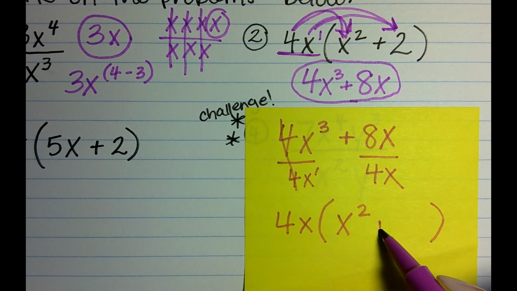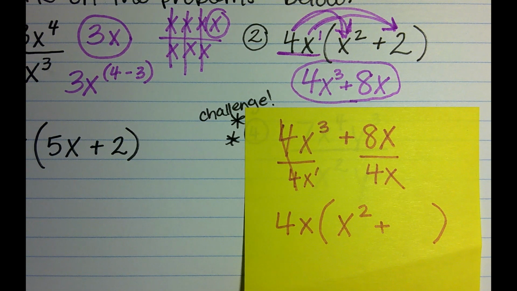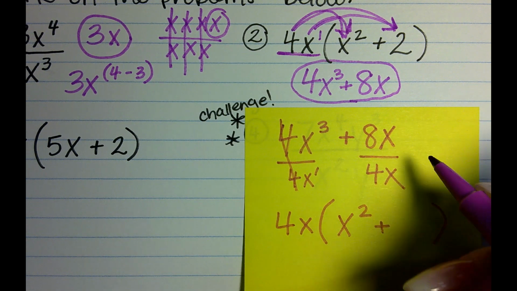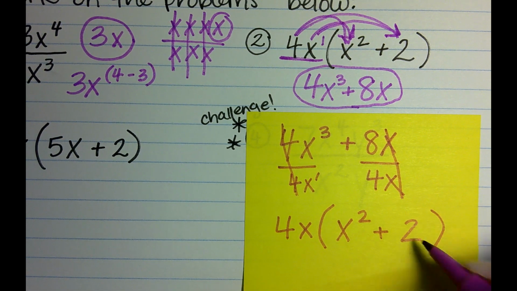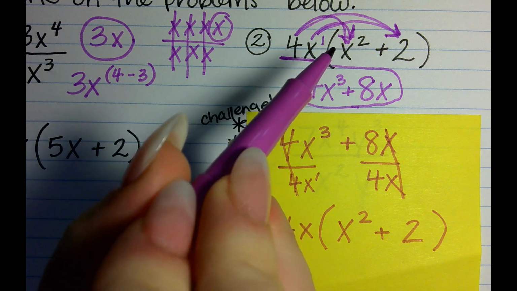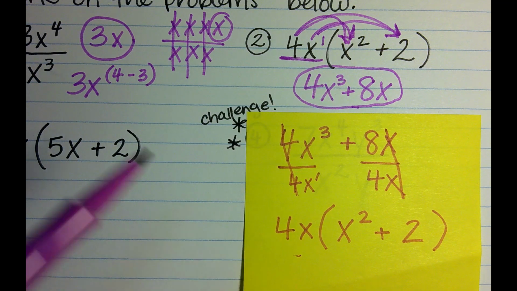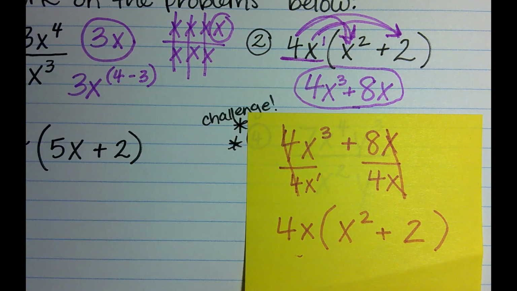Now let's look at our second term. I have 8x over 4x. What's 8 divided by 4? 2. Perfect. And x cancel out. Yes, my x's cancel. 8 divided by 4 is 2. And look at that, it matches. So this is the correct answer. We did it right. Awesome.